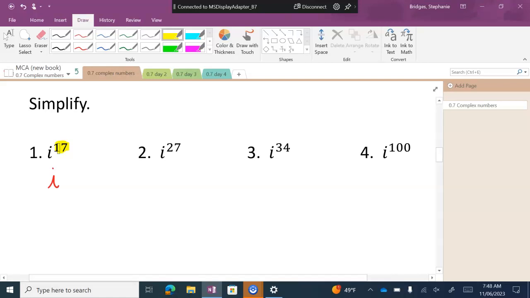Okay, so let's think about this one, i to the 27th. I want to think of a number smaller than 27 that 4 goes into evenly. What is the closest thing to 27 that 4 divides into evenly? 24? Okay, so that means this is i to the 24th. So this would be i to the 25th, i to the 26th, i to the 27th. So what would that simplify to be? -i.